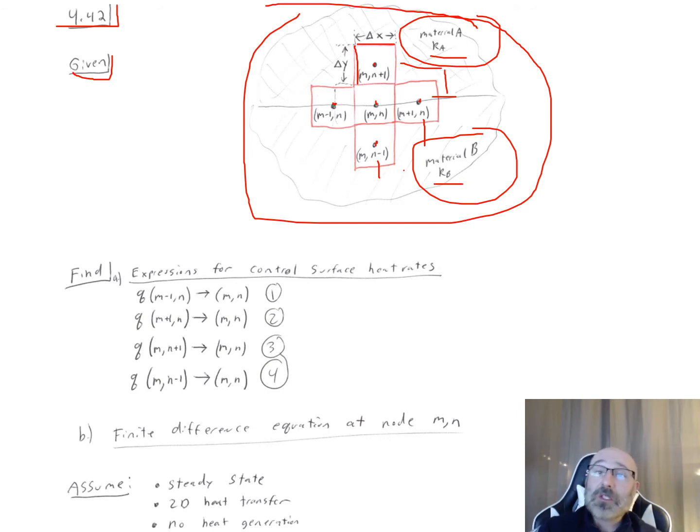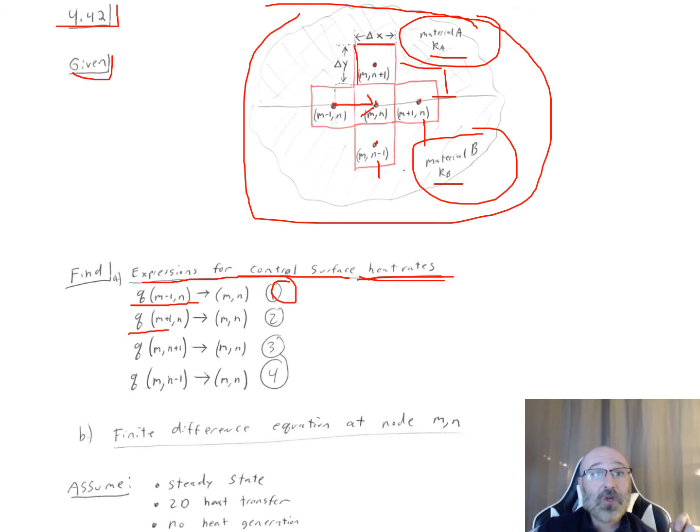So what are they asking us to solve for? There are two parts to this problem, part A and part B. Let's look at each separately. For part A, they want us to find expressions for the control surface heat rates. So we want to find these Q values, the heat rates going from each of those four nodes into our center node. We have our heat rate from M minus 1n going into Mn, which I'm going to call equation number 1.